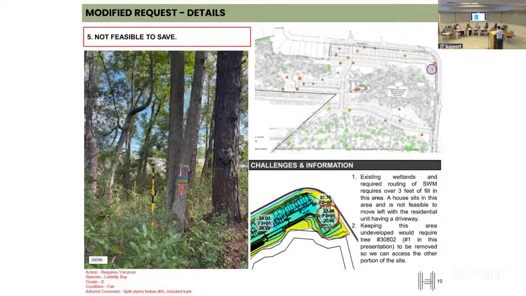And then the fifth one, this is a Loblolly Bay, rated D, similar condition. It has over 3 feet of fill in this corner. We have to route water all the way from the right side of that to our ponds on the left, which is a long distance in the long run.